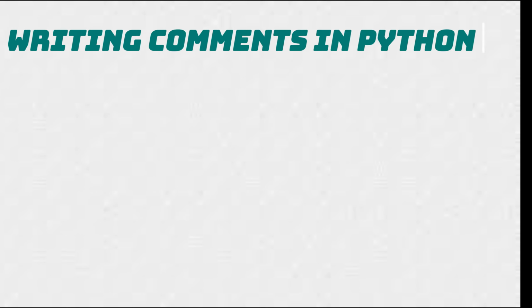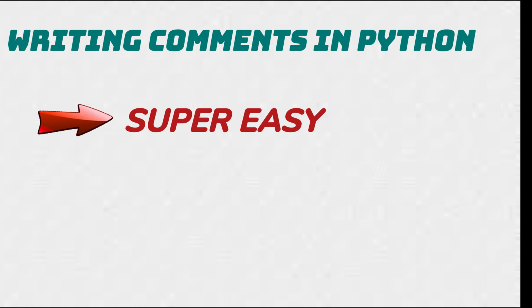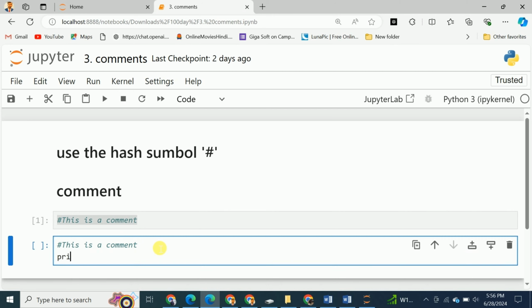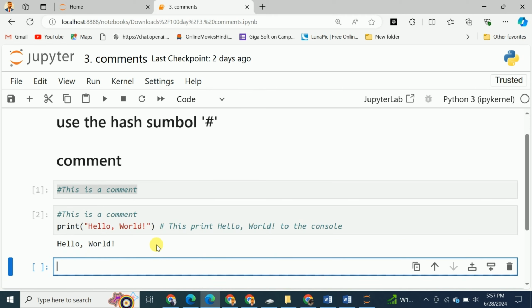Writing comments in Python. In Python, writing comments is super easy. Just use the hash symbol. Let's jump into some code. Hash, this is a comment, print hello world. Hash, this prints hello world to the console. When you run this code, you will only see the output hello world because the interpreter skips over the comments.